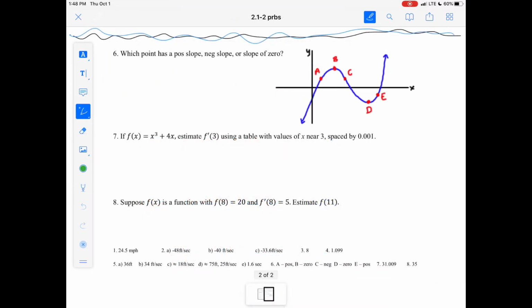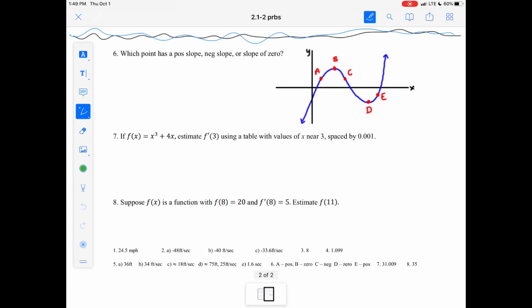So if we're looking at question 6, these are on the problems that you were given. For 6, we're just asked, here's our function, and we just want to identify where are those positive slopes, where are those negative slopes. We are just looking at how we're reading that slope from left to right. If it's rising, it's positive, left to right. If it's falling, it's negative. And if it is a horizontal line, it's a slope of 0.